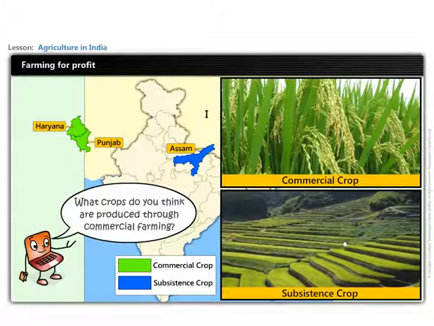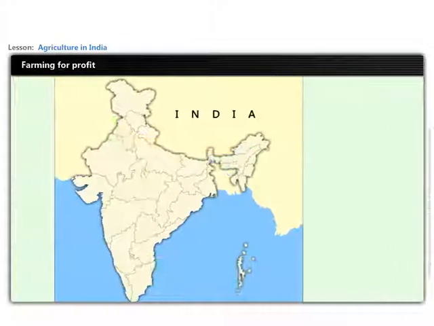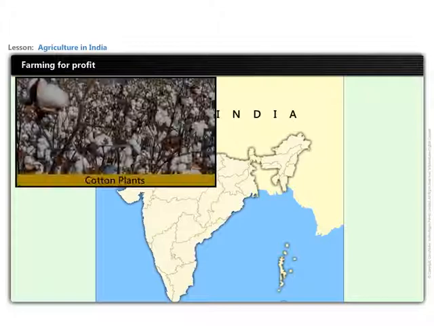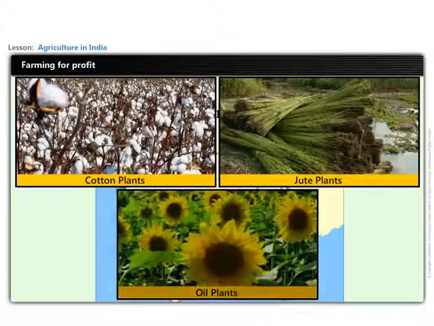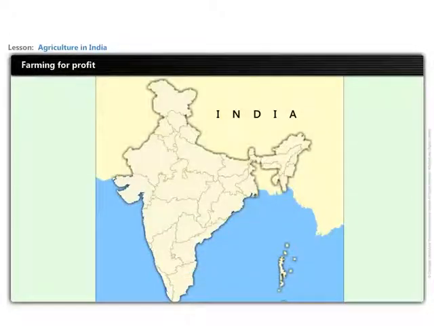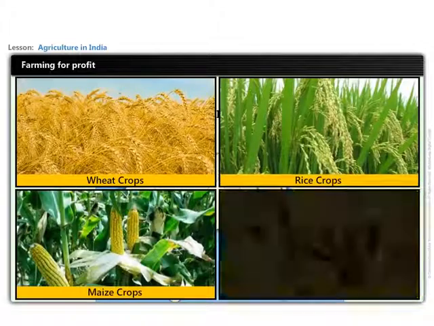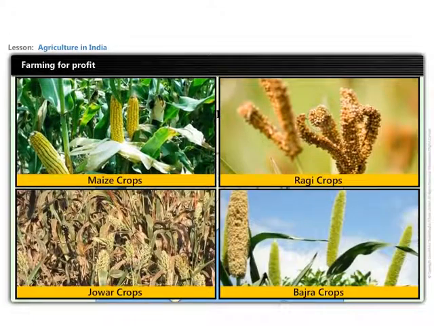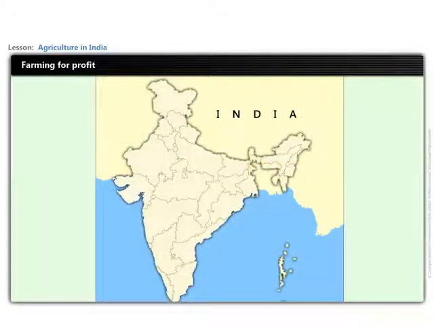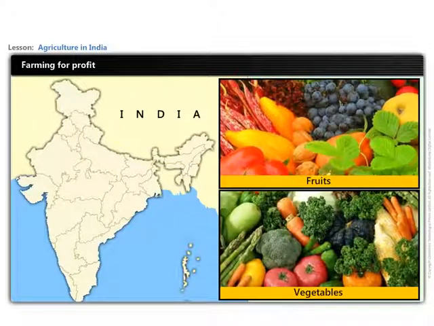What crops do you think are produced through commercial farming? Some of the important commercial crops in India are cotton, jute, and oilseed. Other food crops like wheat, rice, maize, ragi, jowar, bajra, etc. have become highly commercialized in some parts of India. Vegetable and fruit cultivation in different parts of India are also cultivated commercially.